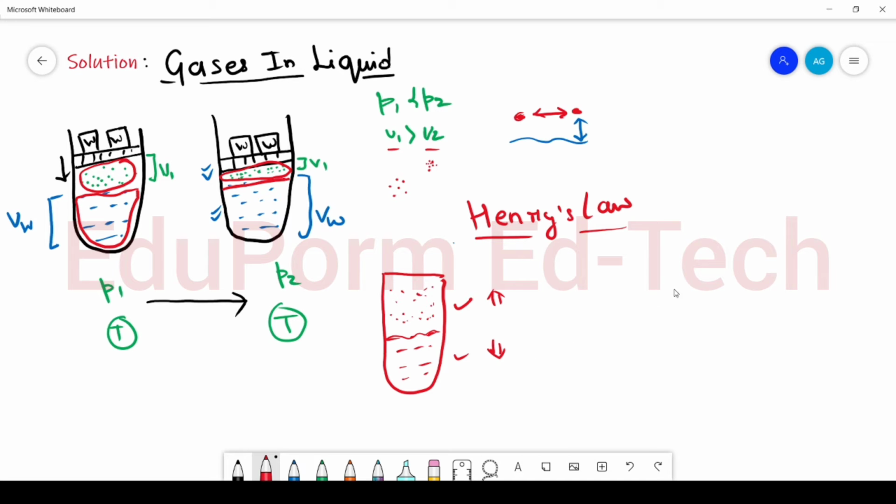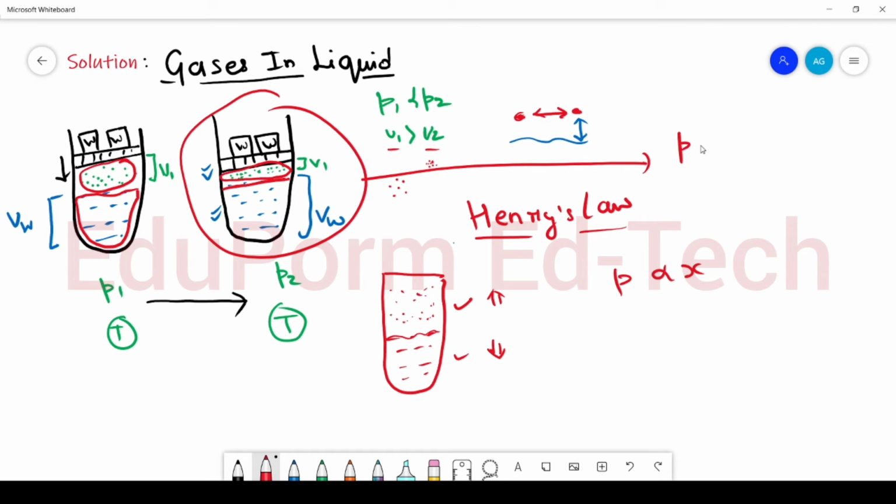And it is given as P is directly proportional to X. In this case, we can write it as P of HCl. The partial pressure of HCl gas present above the surface of liquid is directly proportional to the mole fraction of HCl gas present in the solution, where the mole fraction of HCl gas can be given as the number of moles of HCl upon the number of moles of HCl plus the number of moles of water.